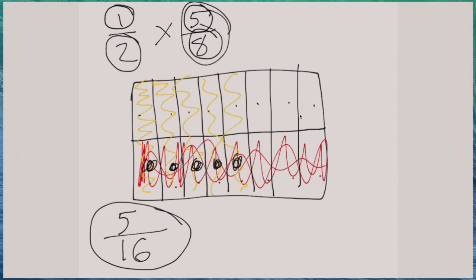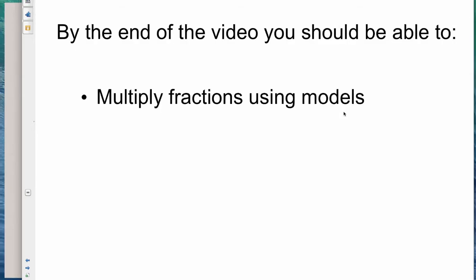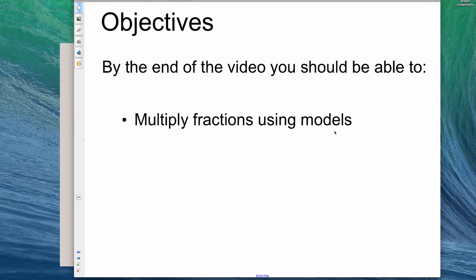Let's go ahead and go back to our objectives and see what it is we were supposed to cover. Well, if we take a look here at our objectives, by the end of the video you were supposed to be able to multiply fractions using models. We've seen a few different examples in the video. Now if any of the steps are messing you up, I suggest you go back and watch the video again and get a little bit more practice with it.